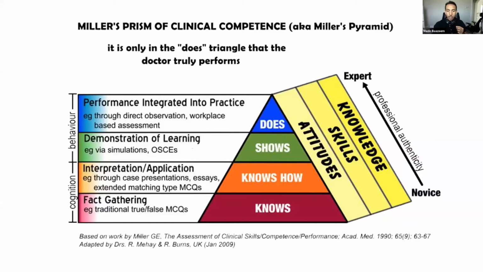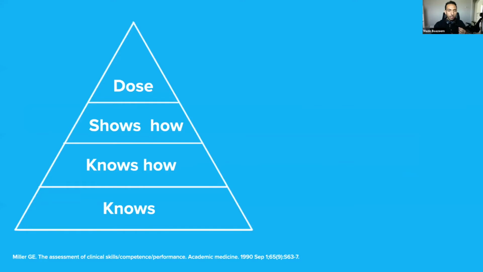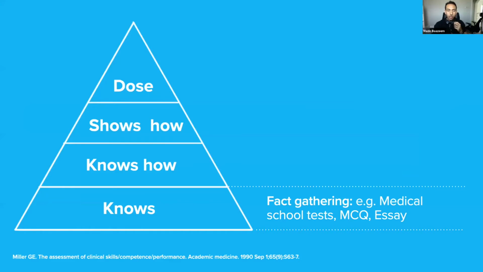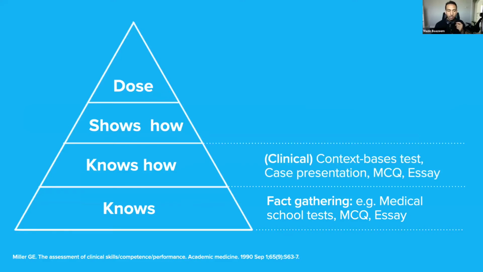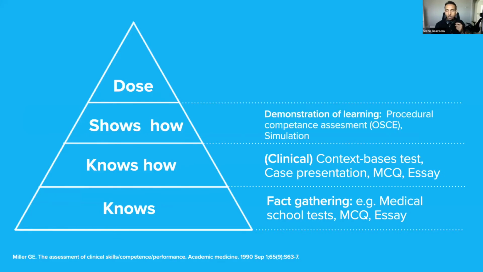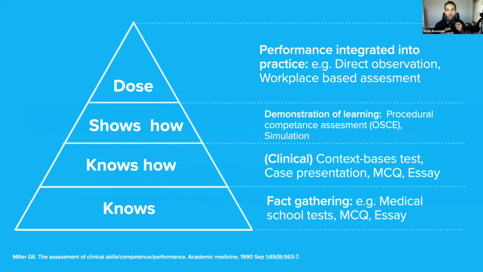Okay. We actually use some of these assessment tools. For example, in assessing how much the trainee knows: fact-gathering examinations, the medical school test, the MCQ, and the essays. For knows how, it's the clinical case presentations, and for shows how, demonstrative learning, the famous OSCE assessment tool. And in does, which is the final step of competencies, we use direct observation or workplace-based assessment, which is the one that was actually introduced by the accreditation commissioners and is now mandatory.